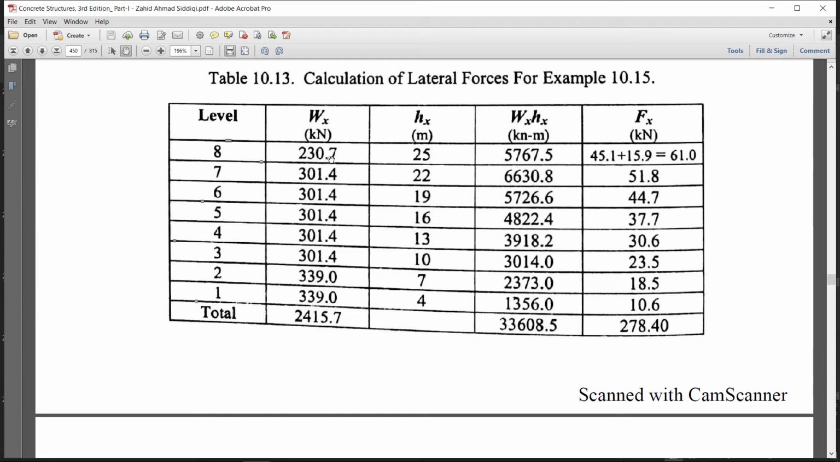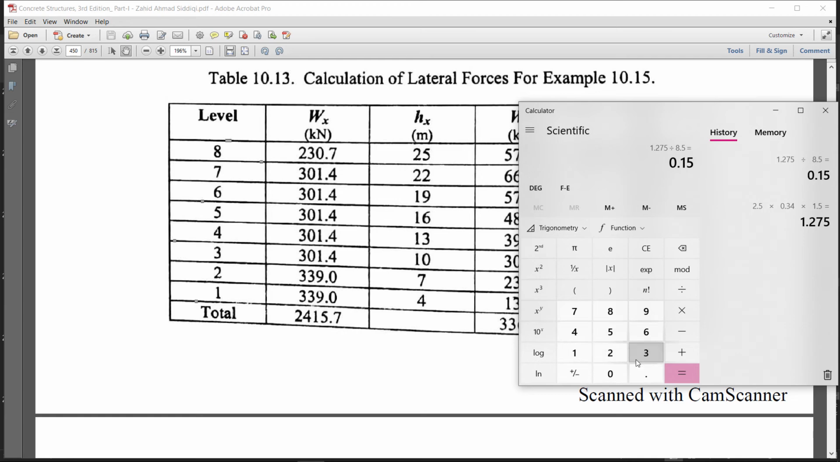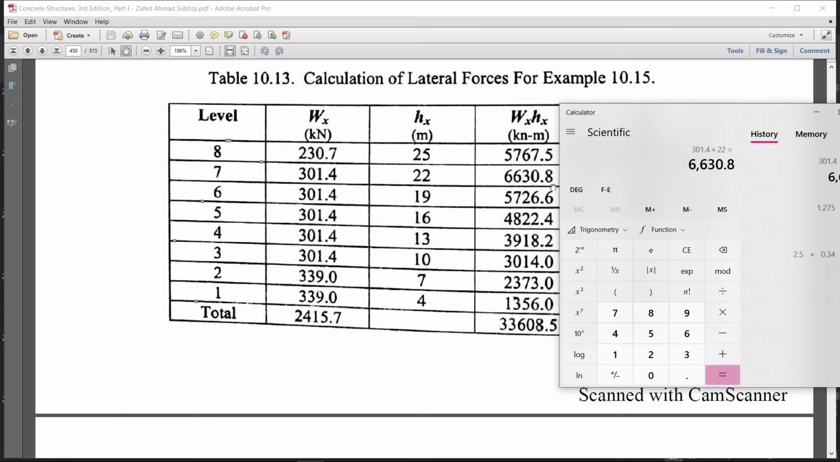Now you will multiply each story weight by its story height. 230.7 multiplied by 25 here, 301.4 into 22, you can also verify. 301.4 multiplied by 22 is 6630.8 kilonewton meter.